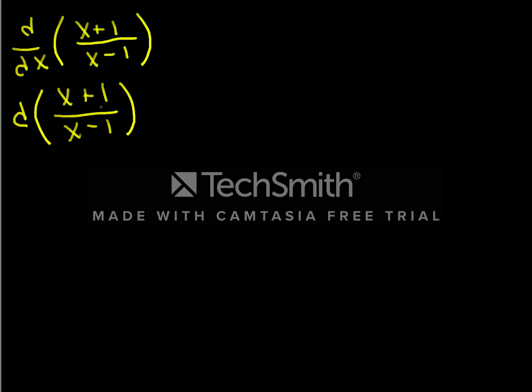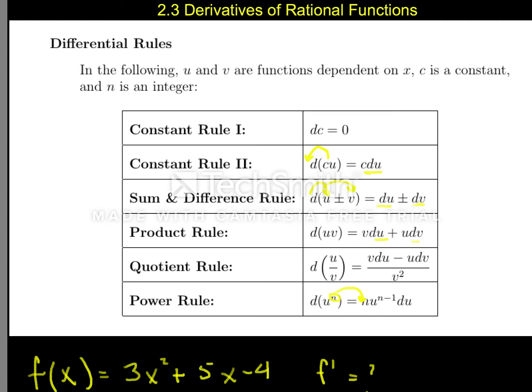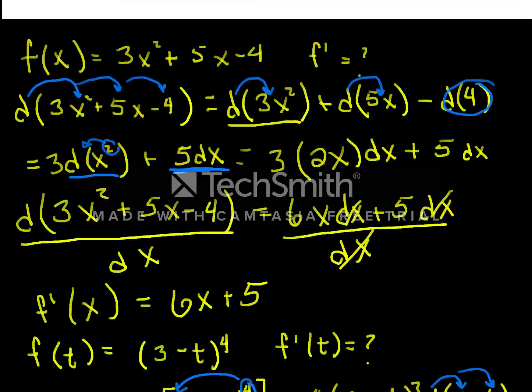The quotient rule, so let's scroll back up and remind ourselves what that says. It says that I will take the denominator and multiply it by the differential of the numerator. I'll subtract the product of the numerator with the differential of the denominator and divide that whole thing by v squared. So again, that's low d high minus high d low all over low squared.